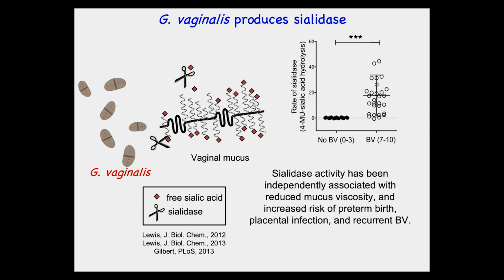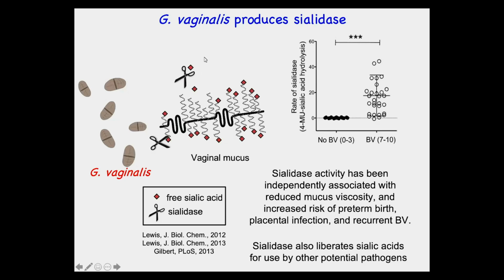So we think sialidase is important because it's been independently associated with reduced mucus viscosity and increased risk of preterm birth, placental infections, as well as recurrent BV. It also liberates sialic acids that can be used by other organisms that don't have their own sialidases.